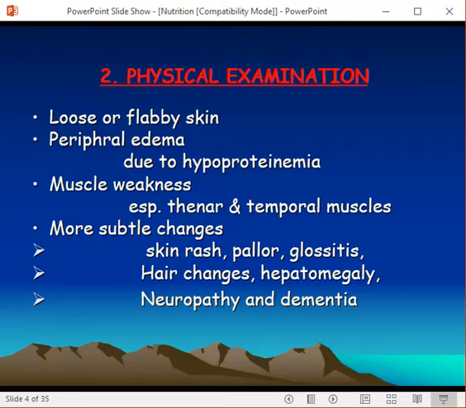The skin of these patients is flabby or loose. There is peripheral edema, and this indicates hypoproteinemia. Muscle weakness, especially the thenar and temporal muscles, they are weakened. The bulk is reduced. And the more subtle changes: skin rashes, pallor, glossitis, hair changes, hepatomegaly, neuropathy, and dementia. These are the other features which are indicating poor intake and a nutritional deficiency.